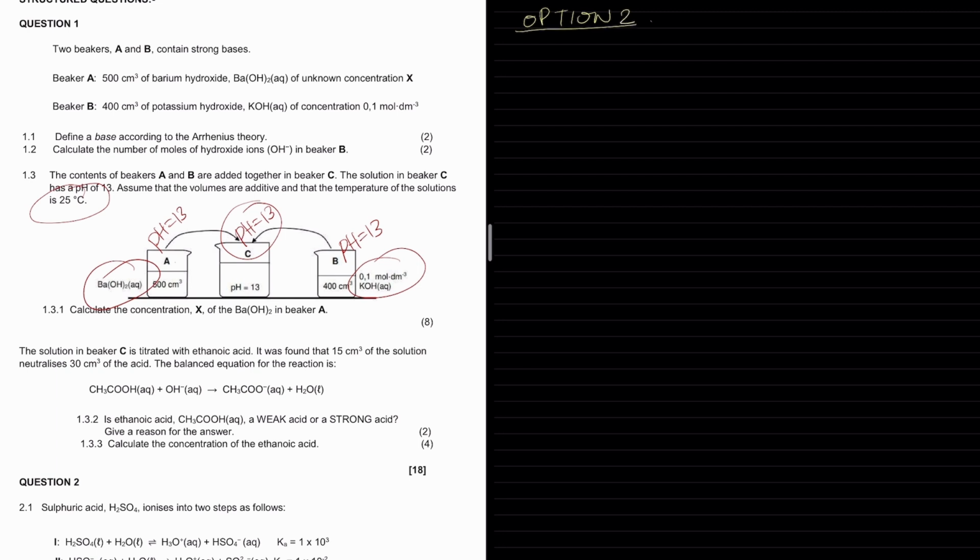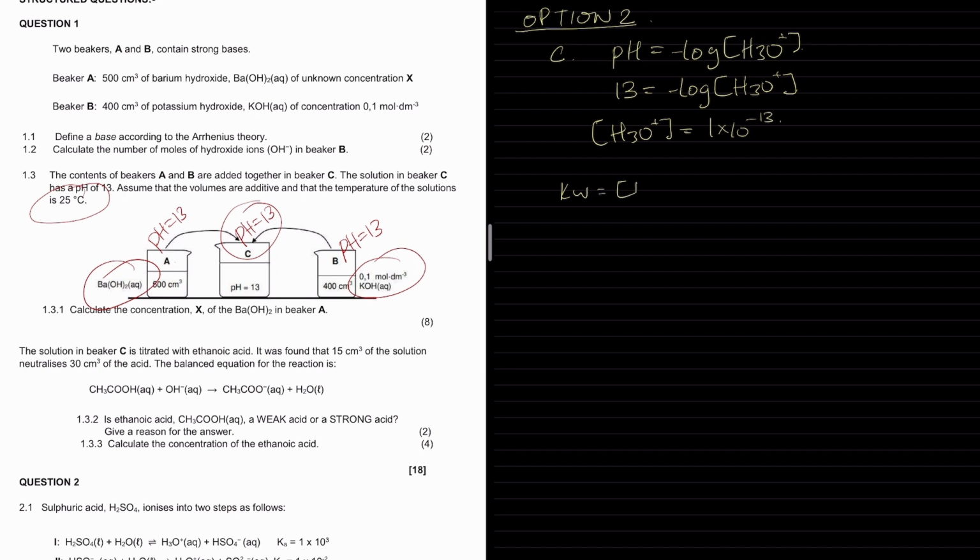So what I would do here if I wanted to do the longer method is I would say in beaker C, I know the pH. So I'll say that pH is equal to minus log the concentration of H3O+. If the pH is 13, then the concentration of H3O+ will equal 1 times 10 to the minus 13. Then I would go to my Kw formula.